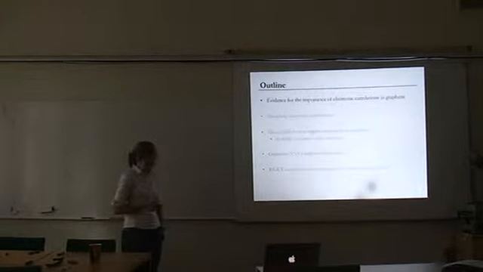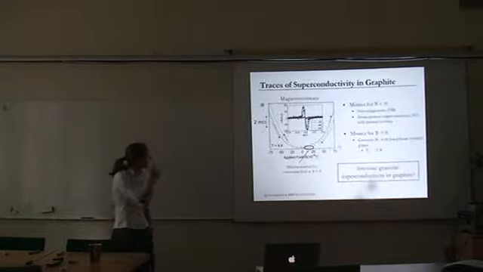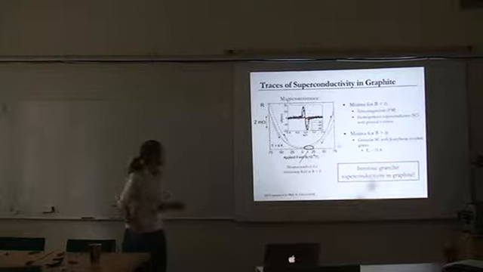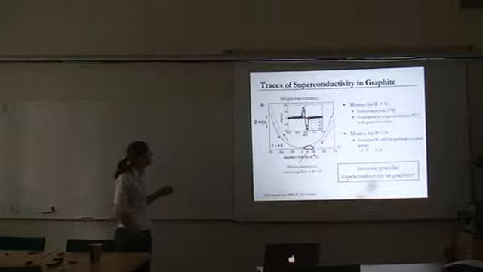Okay, so let's start with the first point here. These are some data from a few years back. It's a little bit hard to interpret, but this is magnetic resistance versus applied field. When you sweep up the field, you get this solid line, and when you sweep down the field, you get the dashed line.